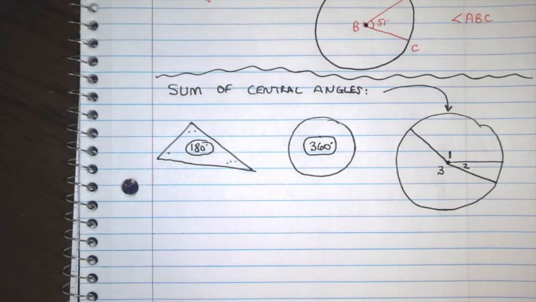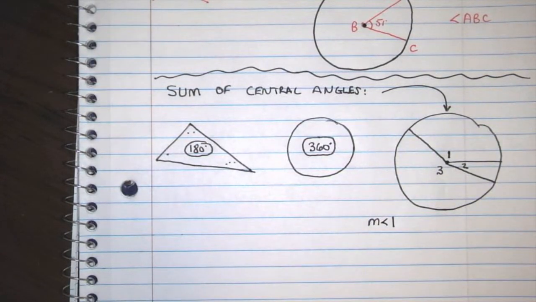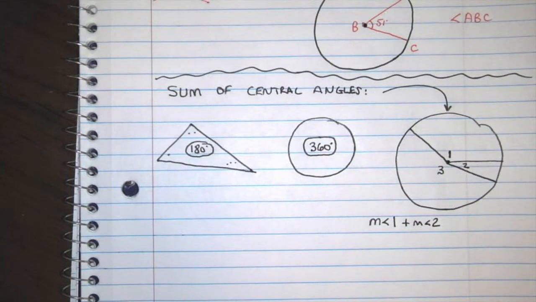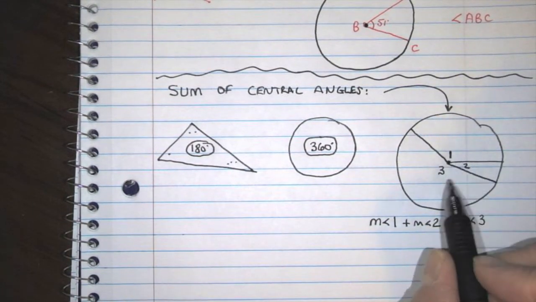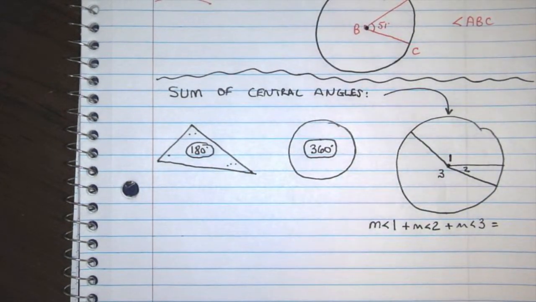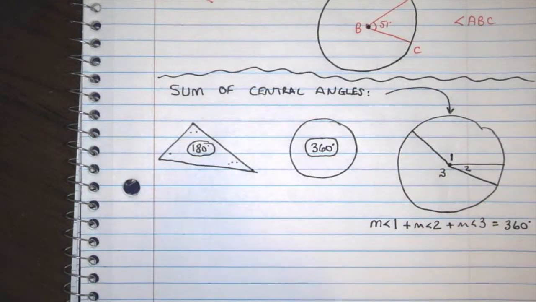Alright, here's the concept I want to get across to you: the sum of central angles. If you add the measure of angle 1 plus the measure of angle 2 plus the measure of angle 3, if you add these three angles in a circle, what does it equal? If you said 360 degrees, you're absolutely right.